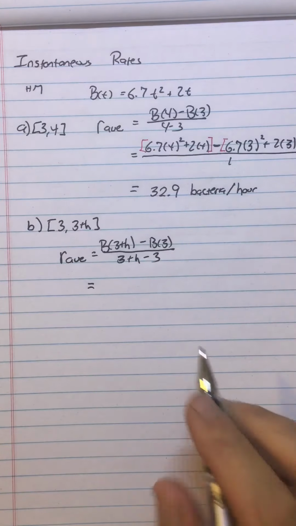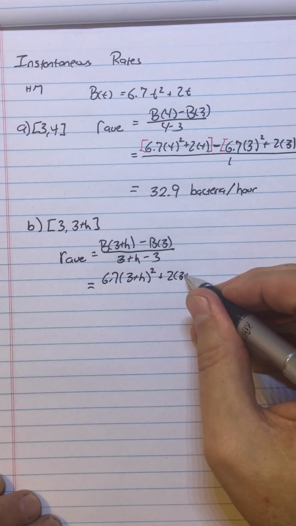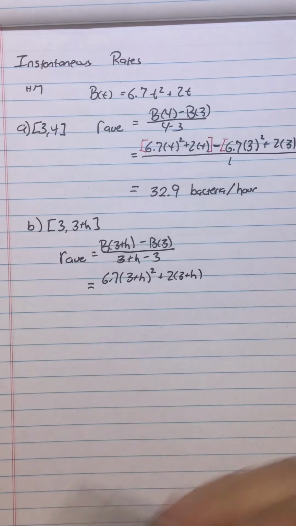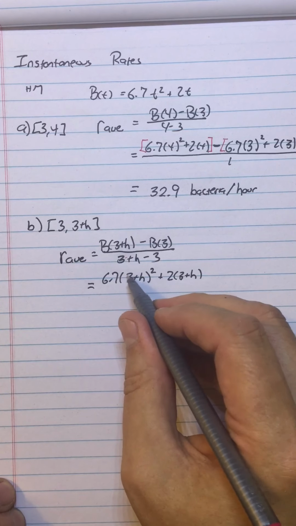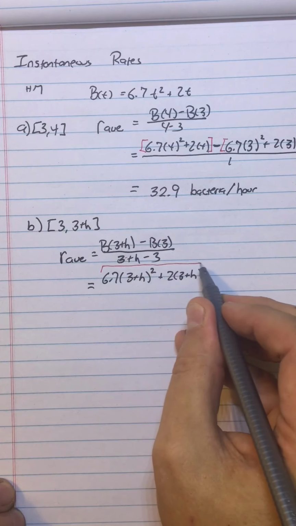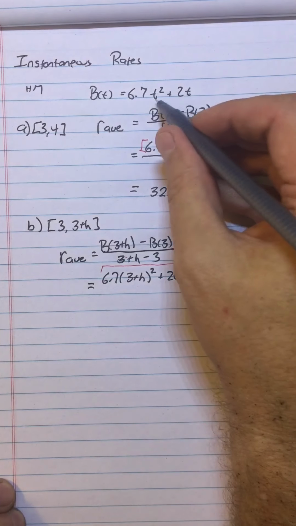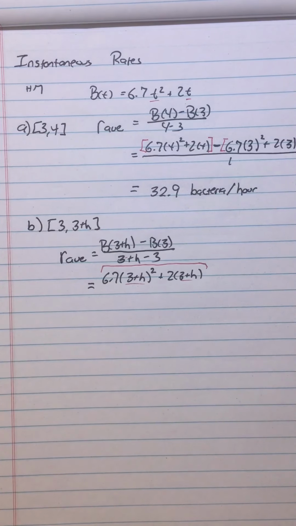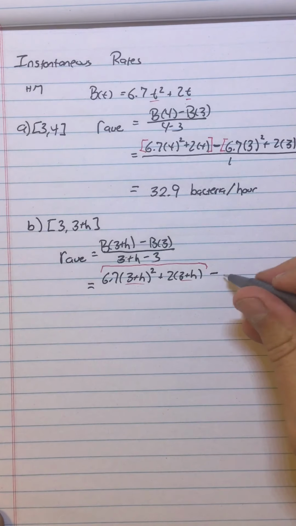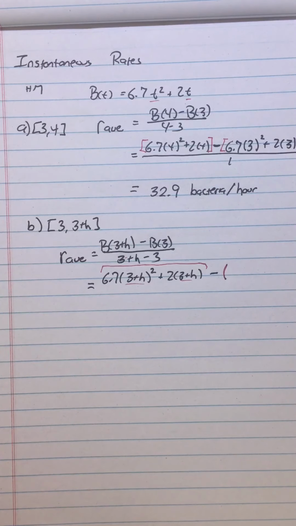That's going to be 6.7 times 3 plus h squared. I mean, it could be a cubic. It would just be more work. Plus 2 times 3 plus h. Sometimes people get a little bit confused about how to plug the 3 plus h into a more complicated function, right? You're doing a composition of functions here. So this whole thing is just B of 3 plus h, and I've replaced each of the t's with 3 plus h. Okay, and then I'm going to say minus, and I'm going to put my big parentheses for that right away. So when I just do B of 3, well, I could have worked B of 3 out previously.